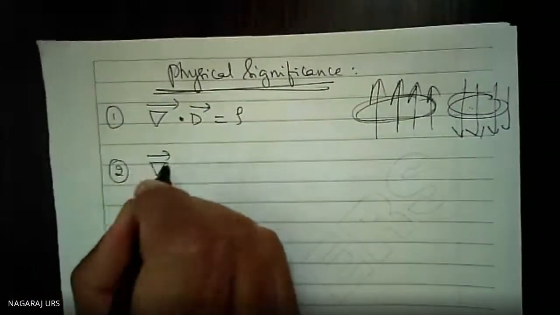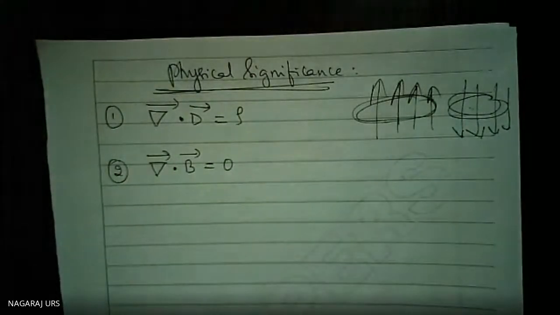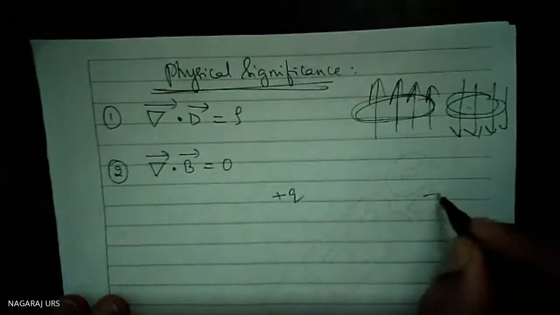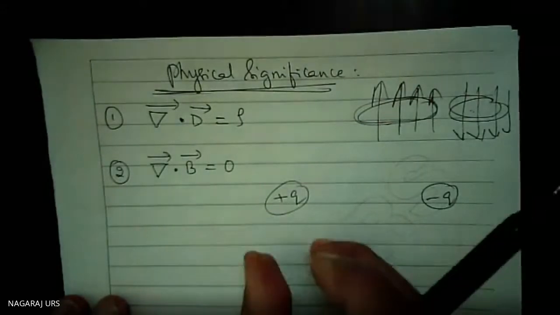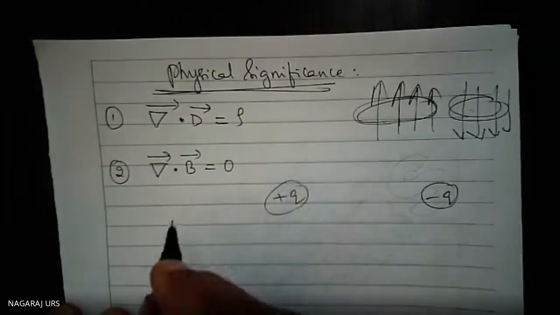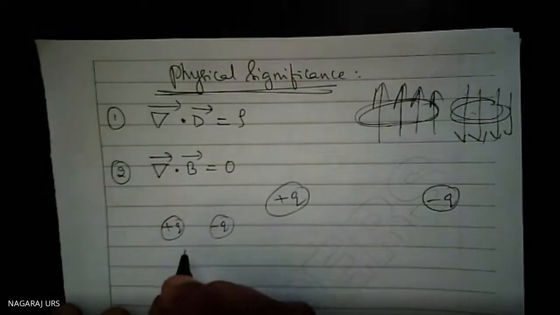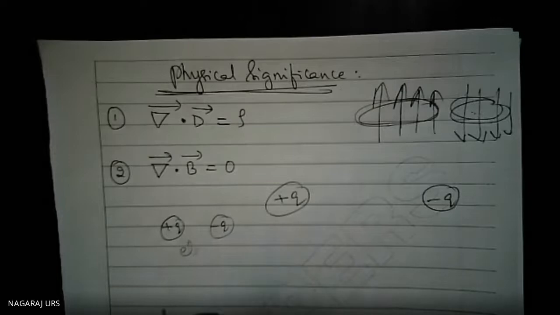Second law, number 2, del dot B, B is the magnetic field, don't forget, is equal to 0. Del dot B is equal to 0. You know about electrostatics. Maybe a plus Q charge is present, maybe a minus Q charge is present. Correct? Plus Q and minus Q separated by a very small distance are called an electric dipole. If I keep them like this, plus Q and minus Q separated by a small distance, these are called electric dipoles.